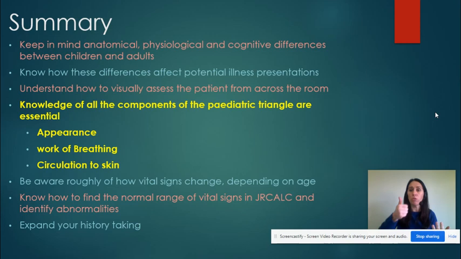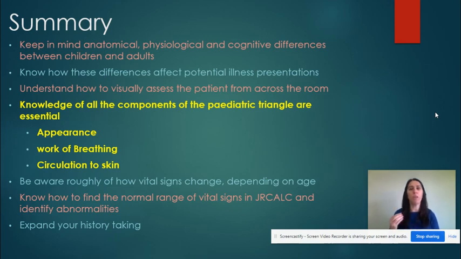Appearance, that's tone, interaction, consolability, look / gaze, speech / cry, work of breathing, and circulation to skin. Remember your pediatric triangle. Think about the vital signs, know where you find them on your JR Calc. Make sure you're familiar with that.